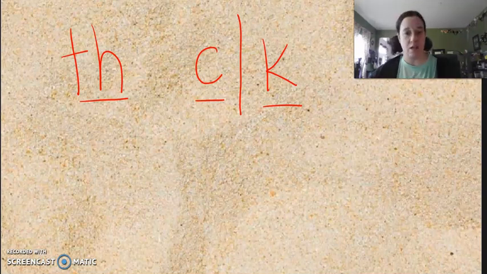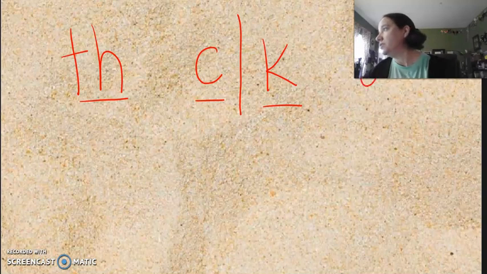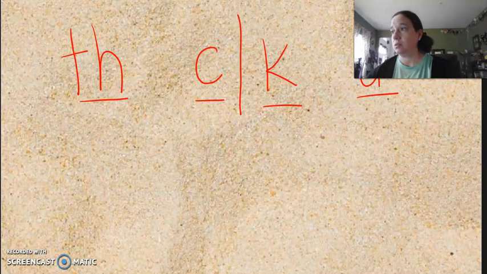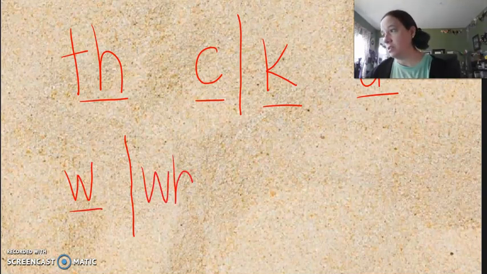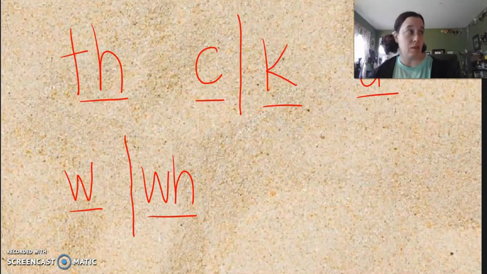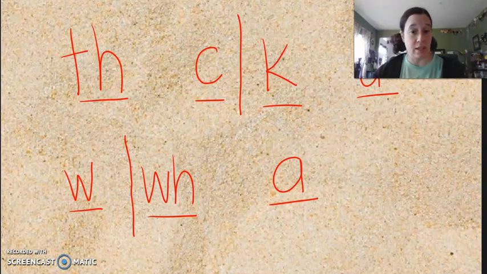All right, the sound is uh. U says. Two ways to make this sound. So we're drawing your line. Almost forgot. The sound is w. W says w. WH says w. And the last one, the sound is ah. A says ah.